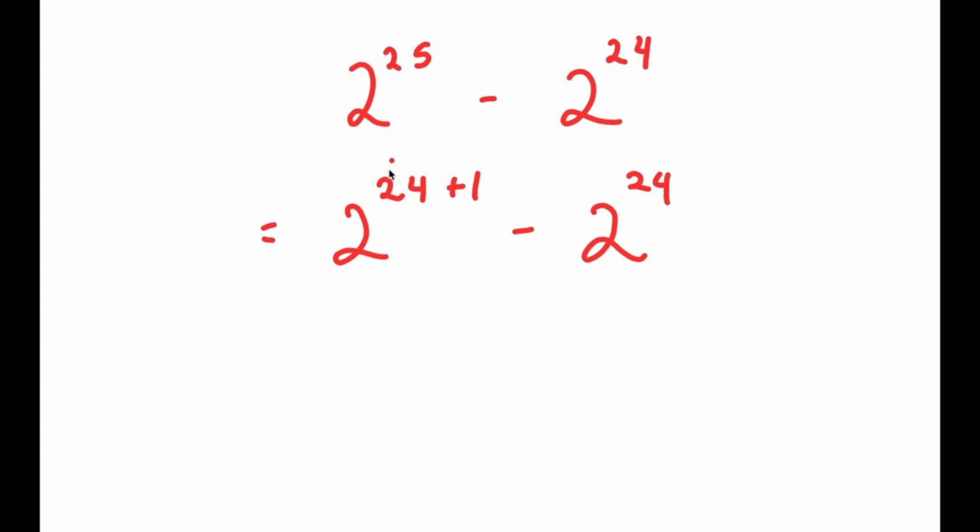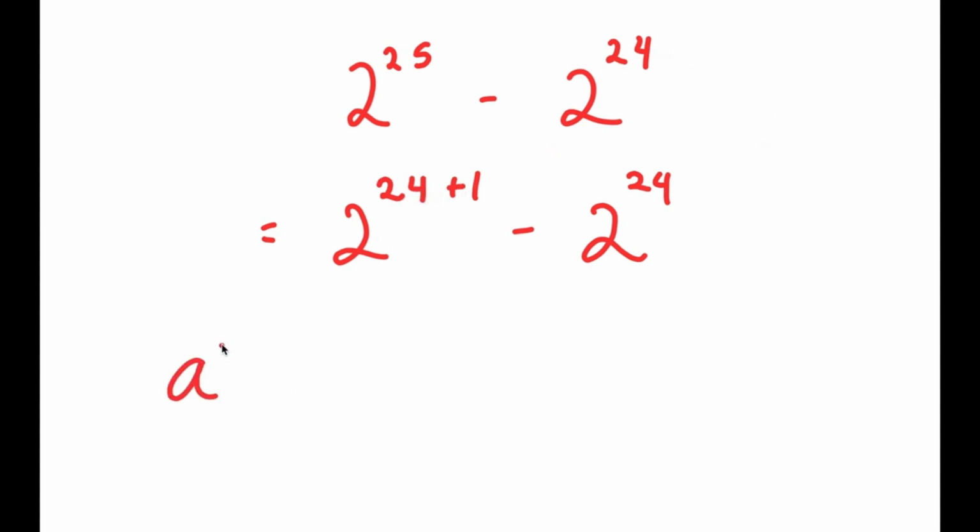The reason I did this is because we want both of these to be the same. We want to have 2 to the power of 24s. So the best way of changing 2 to the power of 25 into 2 to the power of 24 times something is to rewrite this as 2 to the power of 24 plus 1.